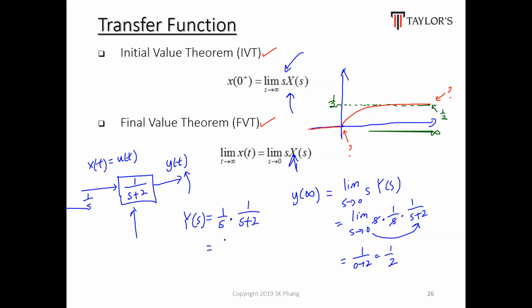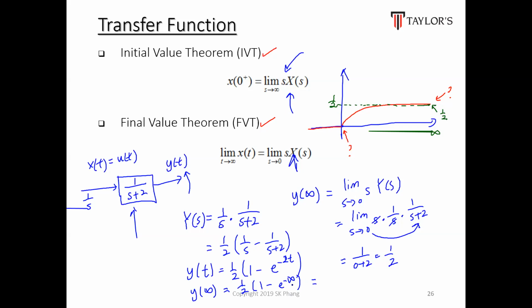So let us solve it. If you use partial fractions, it becomes like this. If you do partial fractions, you will get this answer, and then if you do the inverse Laplace, you will get this answer: half of 1 minus e to the negative 2t. So for y(infinity), you substitute infinity into it: 1 minus e to the negative infinity. e to the negative infinity is 0. So it's half multiplied by 1, which equals half. You see, you get the same answer.